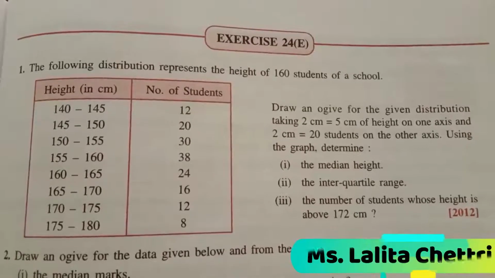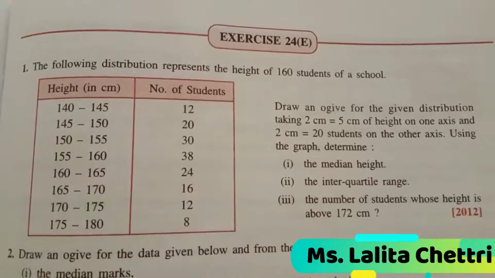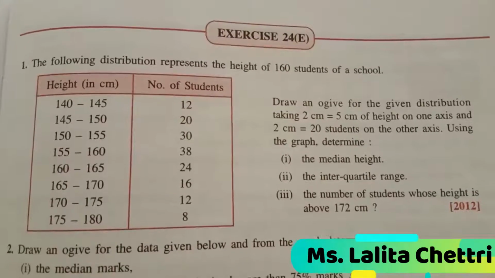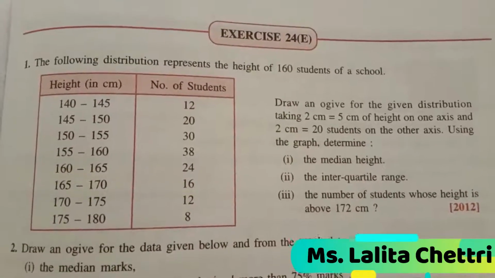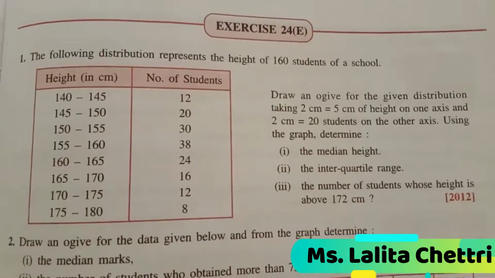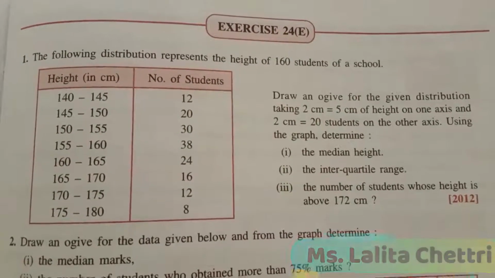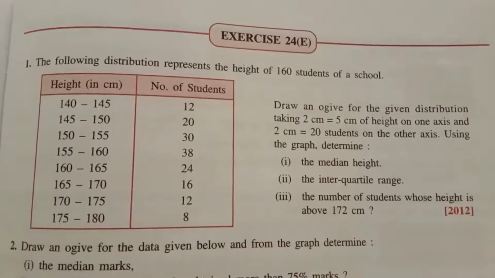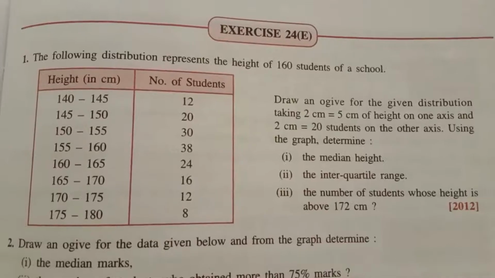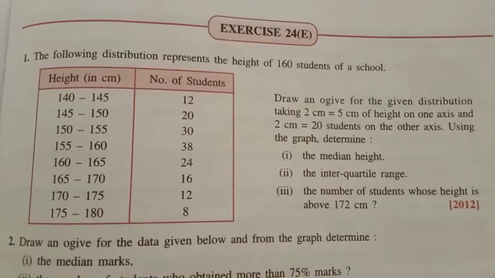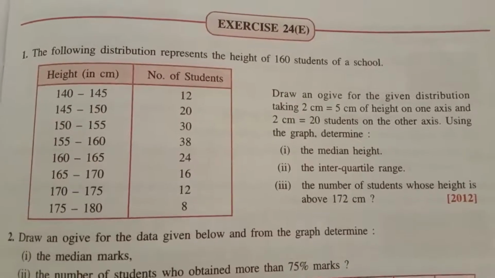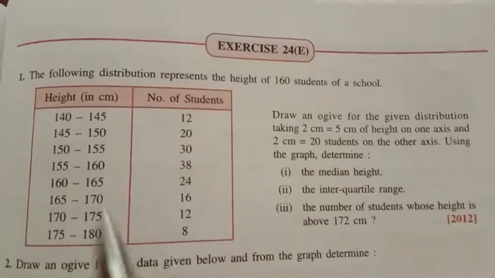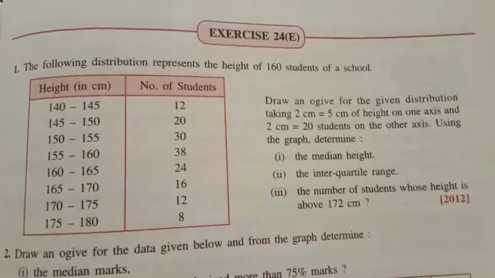So today I'm going to teach you the last topic of statistics, that is OGIVE, okay? And this one is very important because it carries 6 marks in ICSE. This question comes in Section B, that is your optional part, and it carries 6 marks and you have to practice this. Because if you practice twice or thrice, the pattern of the question will remain the same. So let's start Exercise 24E.